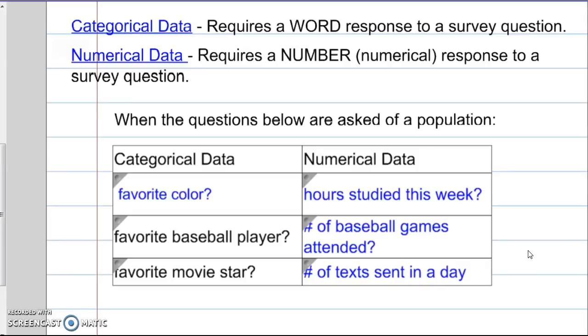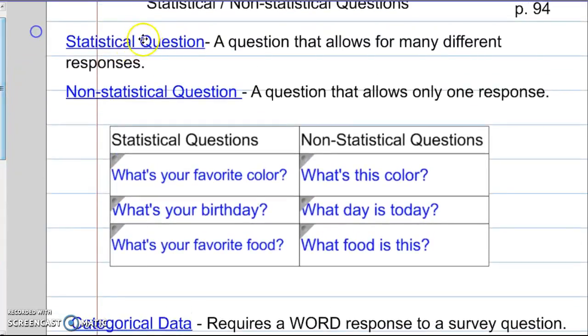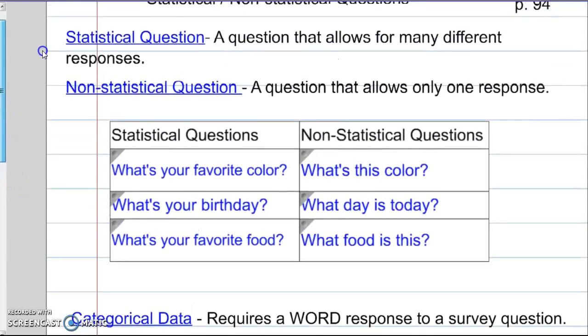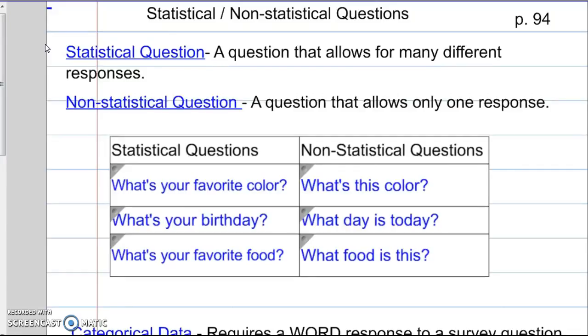Okay, so page 94 of your notebook should be completed. And by now, you should know the difference between a statistical and non-statistical question, as well as categorical and numerical data. Make sure that you have all of this on your notebook page. And if it is not time for us to switch our stations yet, I want you to sit silently and read these notes so that you know the difference, because you are going to have an activity and a daily grade a little bit later on what we have learned. So make sure you are sitting silently, reading these notes, and also make sure your notebook page is complete.